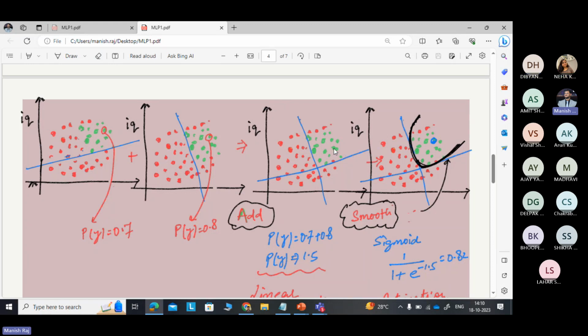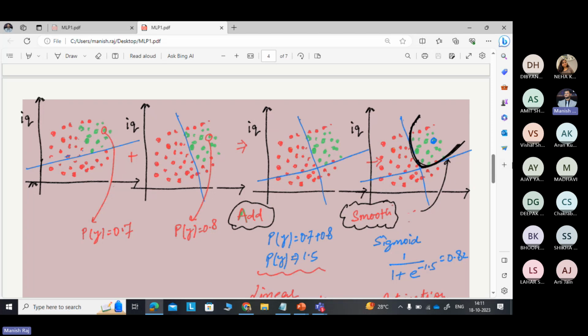Try to understand. I am taking one point here. This is the point. I want to find out what the output will be. For the first perceptron, the probability is coming as 0.7. For the same point, in the second model, the probability is 0.8. Now, if I add these two, you can say, sir, the probability is 1.5, but the probability should never be greater than 1.